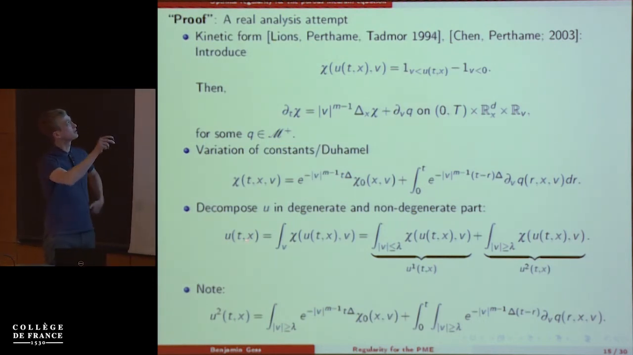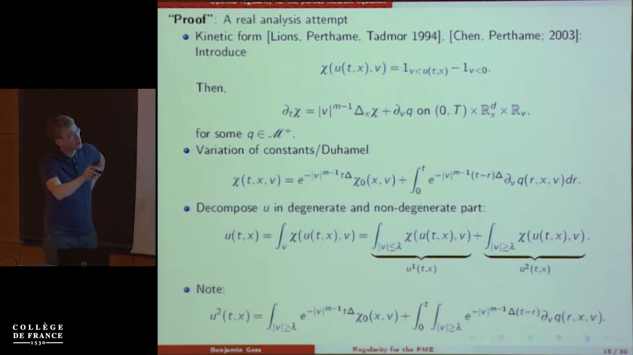Right, so this is the composition of u, and now for u2, because here velocity is large, you would think that the degeneracy is actually not seen. So on this term, you want to use the equation to read off regularity. And the way to do it is, once you have written down that this is a linear operator, you can do variation of constants, so you get the mild formulation of the equation, like this.